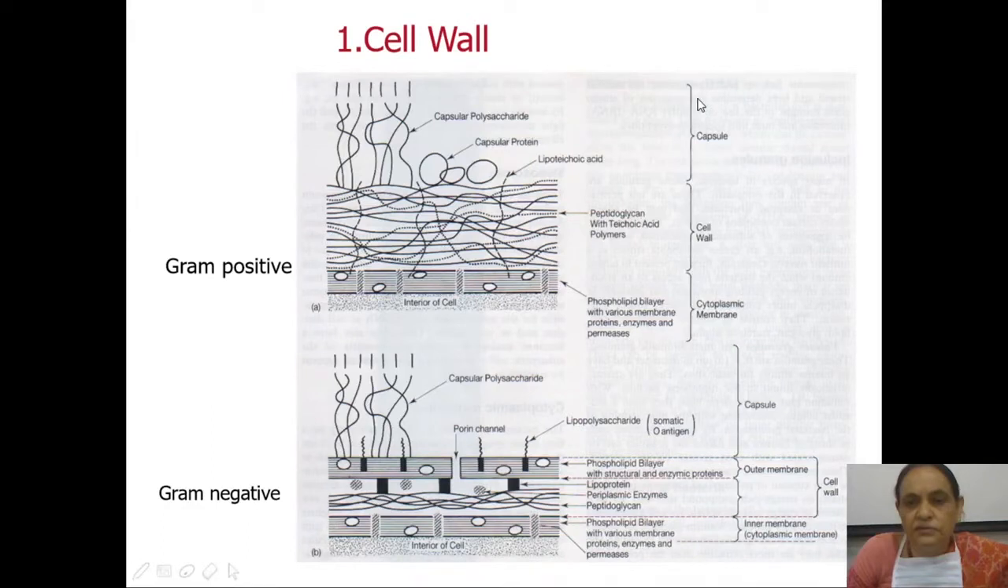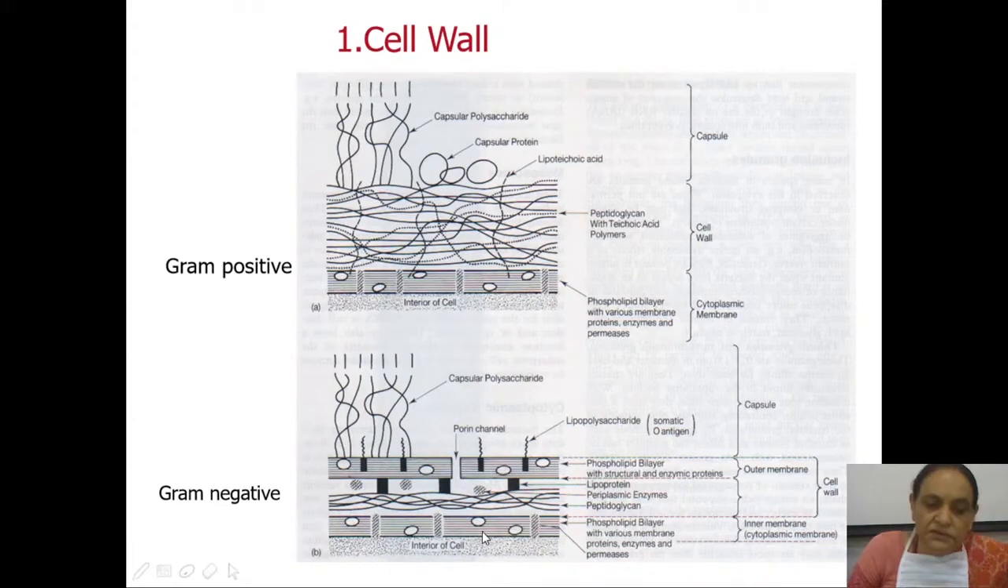In a gram-negative, again you see some capsular material, polysaccharide. Then you see this outer membrane bilayer, in which there is a porin channel, which you do not find in gram-positive. Then there is a lipopolysaccharide, which again is missing there. Then you have a thin peptidoglycan, and there is this periplasmic space. And then of course, similar to gram-positive, there is a cytoplasmic membrane and the interior of the cell.